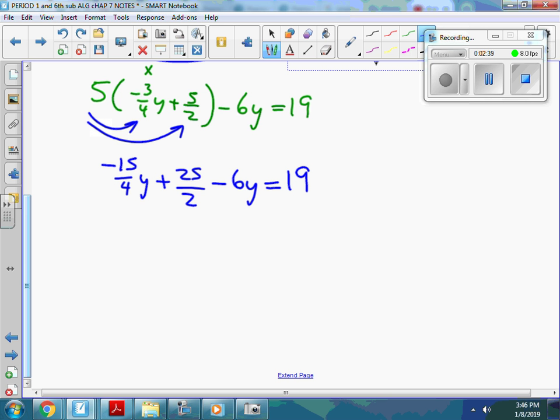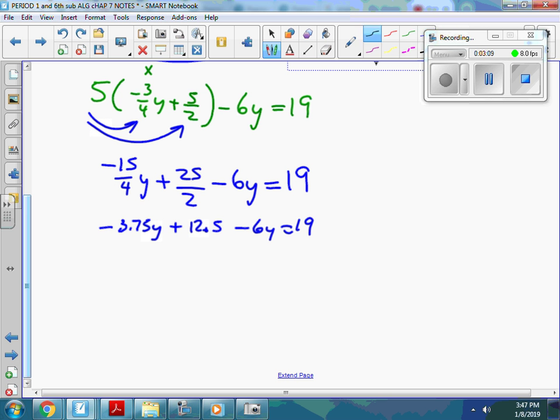So I asked one of the children in the classroom, what is 15 divided by 4? I should know that myself. It's what? 3.75y. 25 divided by 2, 12.5. Minus 6y equals 19. So I just converted my fractions to decimals. Might make life a little easier.